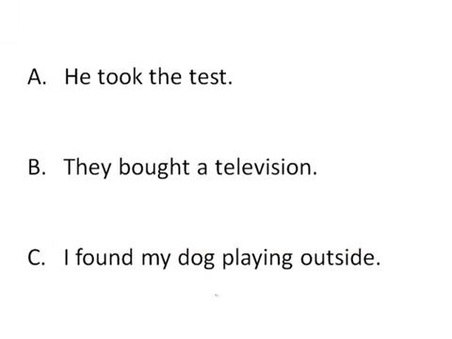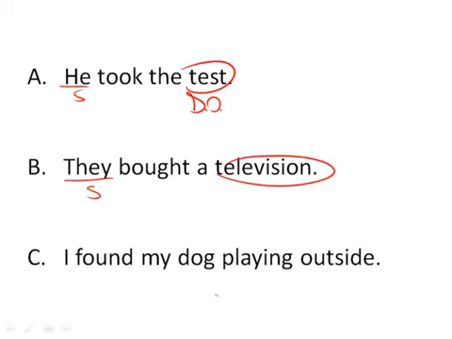So let's try to now identify with the sentences that are in front of us, where the direct object is. He took the test. Who took the test is the subject, so he took the subject. But we want to, of course, find the direct object. So what did he take? The test. And there's our direct object. Next we have they bought a television. They is the subject. They did the buying. What did they buy? A television. Hence, that is the direct object.